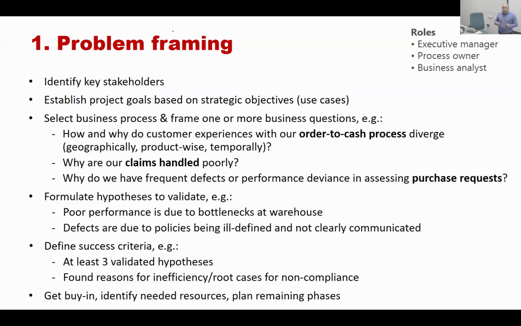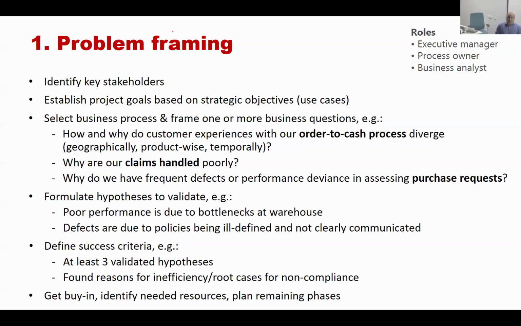For example, if you are in an insurance claims process and customers are complaining about the way their claims are being resolved, then you're going to ask questions like, what are the differences between cases where the customer complains and cases where they do not complain. So I have turned a goal, which is to improve customer satisfaction with a process, into a set of questions.